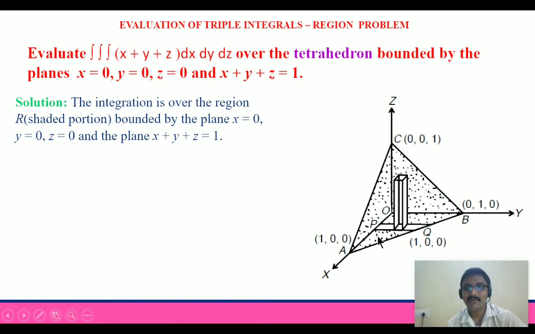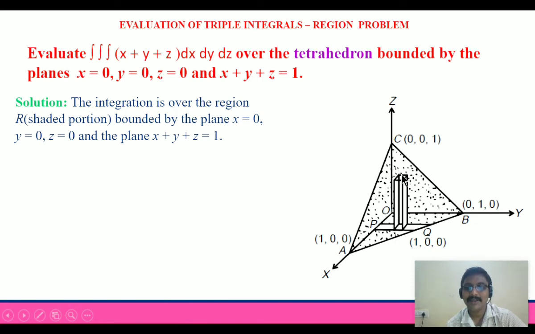So clearly we have 4 surfaces: the bottom surface, xz, yz, and the front surface, that is x plus y plus z equal to 1. So the tetrahedron has 4 surfaces or 4 planes. x is 0, y is 0, z is 0. x is 0 means the yz plane, y equal to 0 means the xz plane, z equal to 0 means the xy plane. So the inner region is a volume region, that is a tetrahedron.